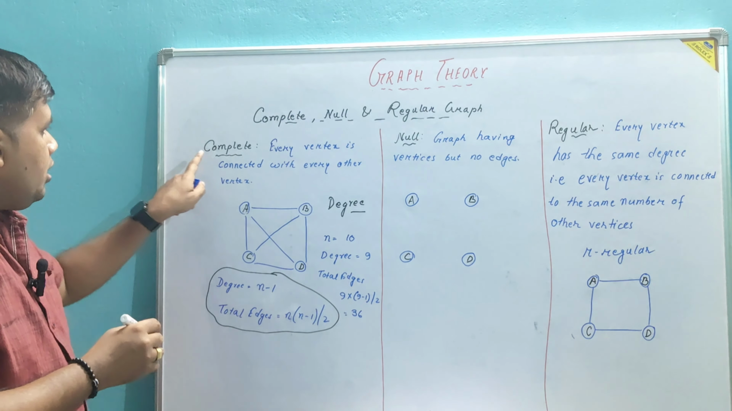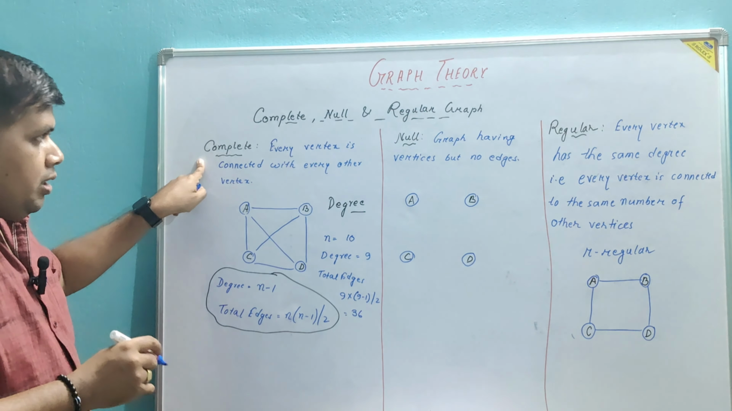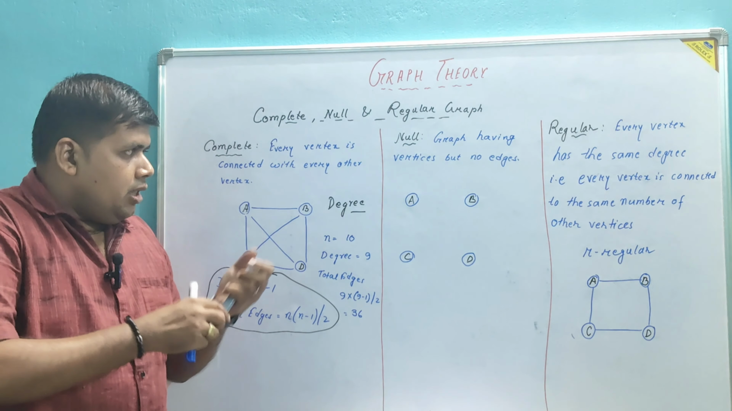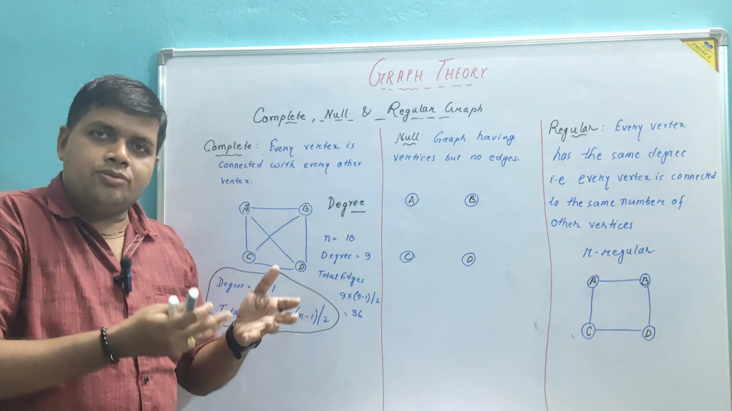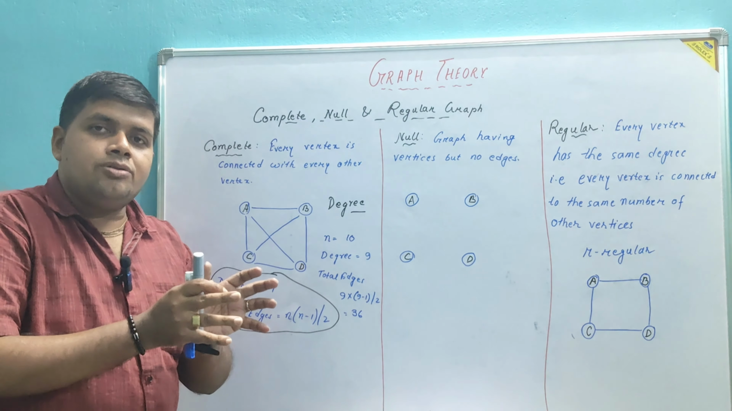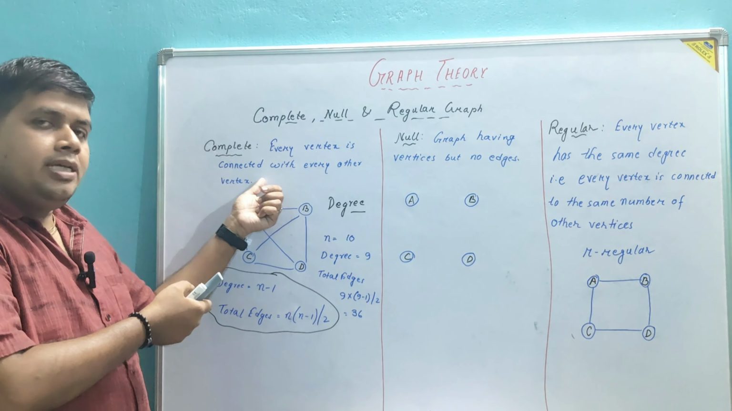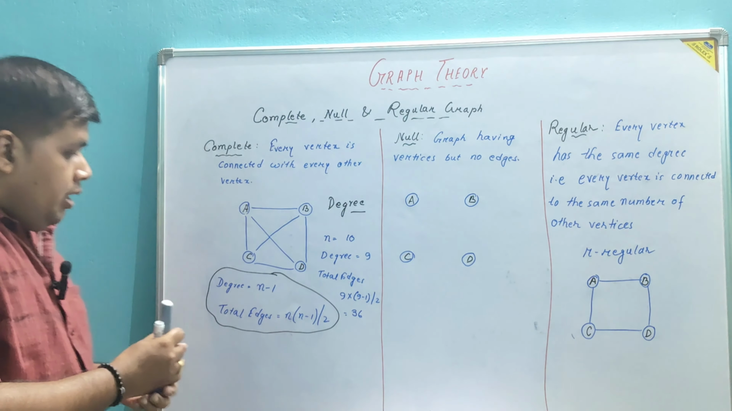So this is all about complete graph. So complete graph means we can consider the network or mobile network. So all the nodes are connected with one another. All the devices are connected with one another. So that can be considered as a complete graph.